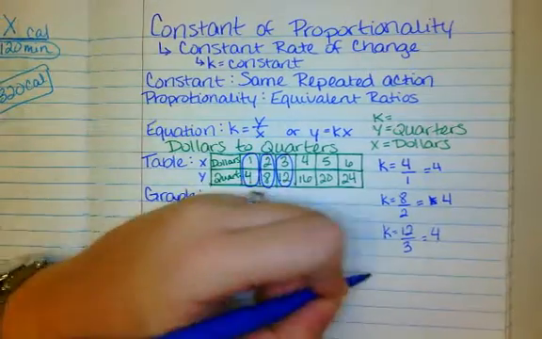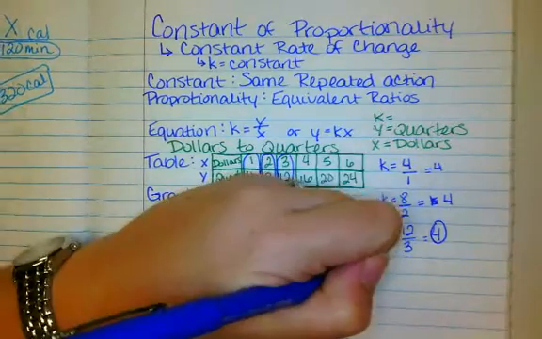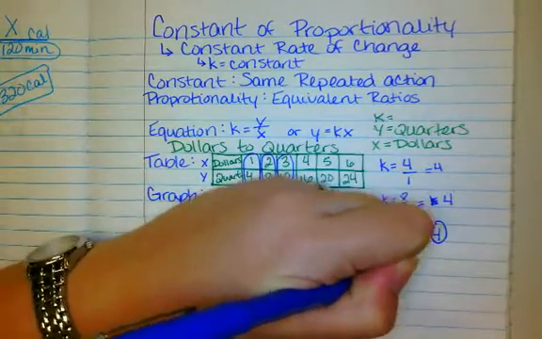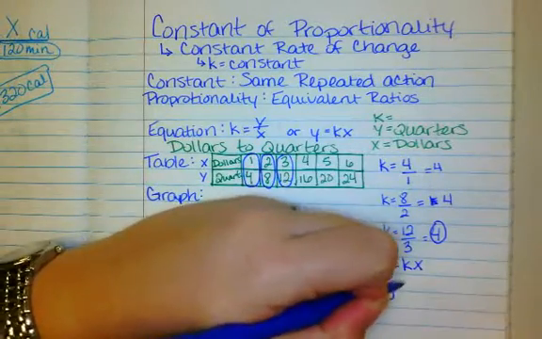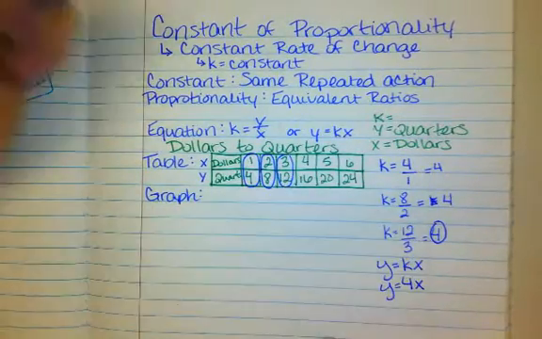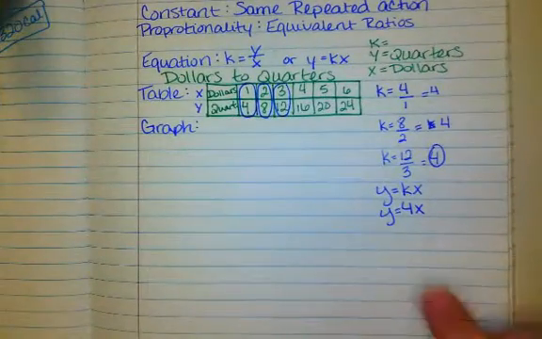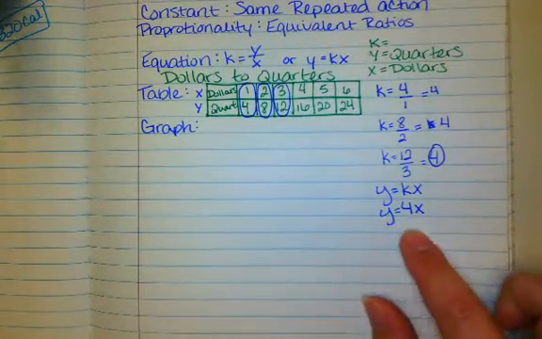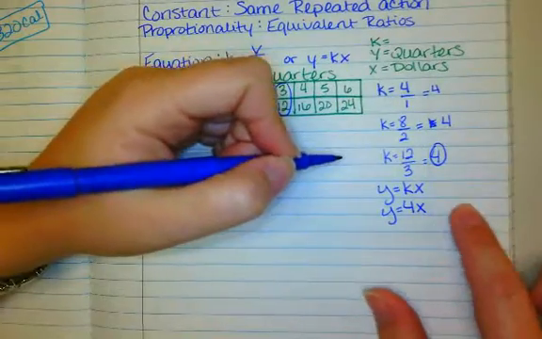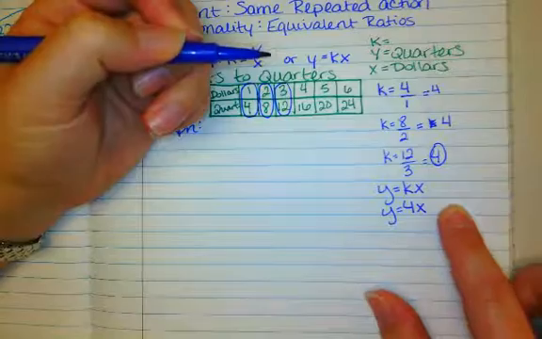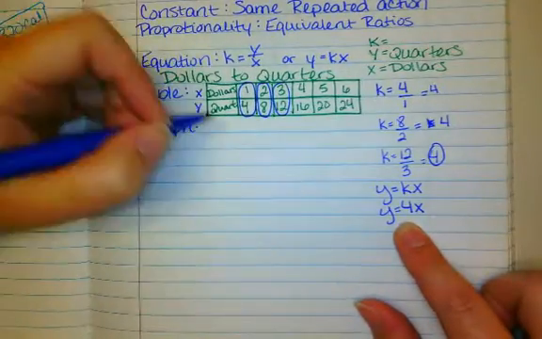So within an equation, if we use our constant of 4, we would show that as y equals my constant times my x, or y equals 4 times my x. Anytime I see my y equals a number times my x, if there's nothing added or subtracted to it, this will be a constant relationship.